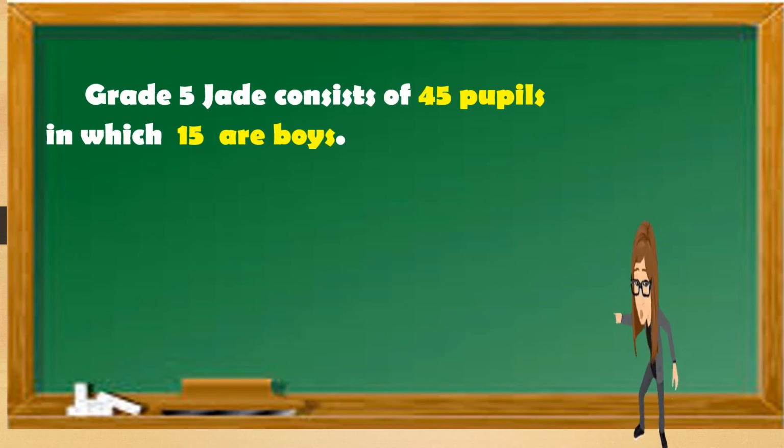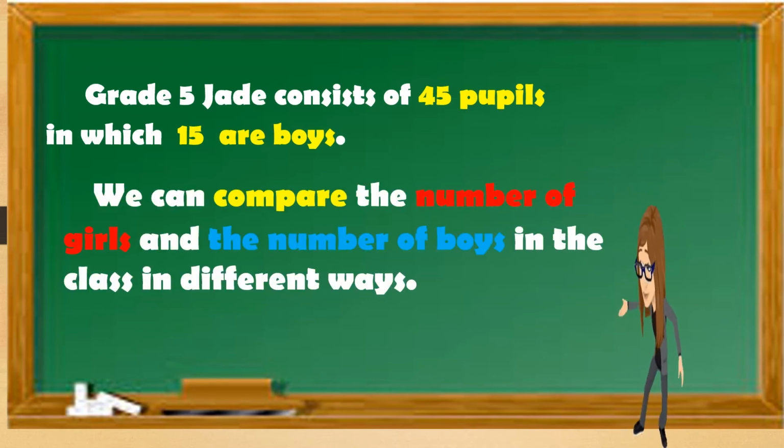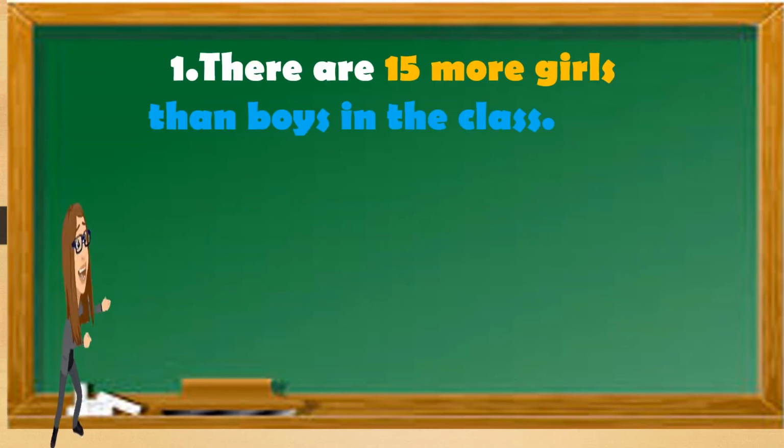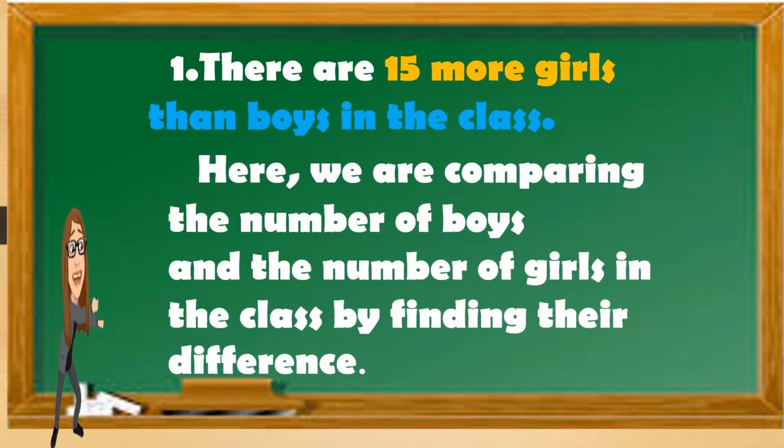So we have here Grade 5 Jade consists of 45 pupils, in which 15 are boys. We can compare the number of girls and the number of boys in the class in different ways. 1. There are 15 more girls than boys in the class. Here we are comparing the number of boys and the number of girls in the class by finding their difference.